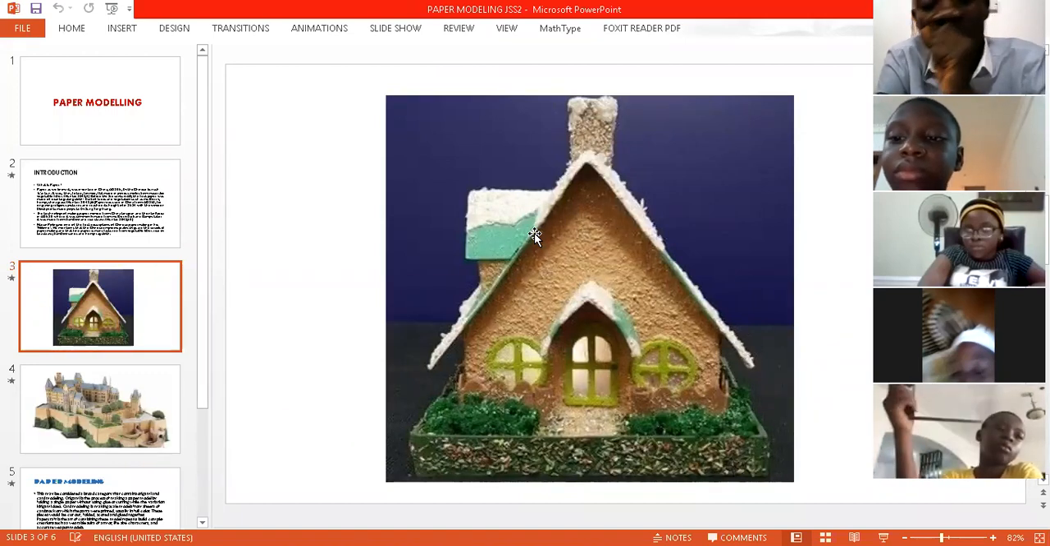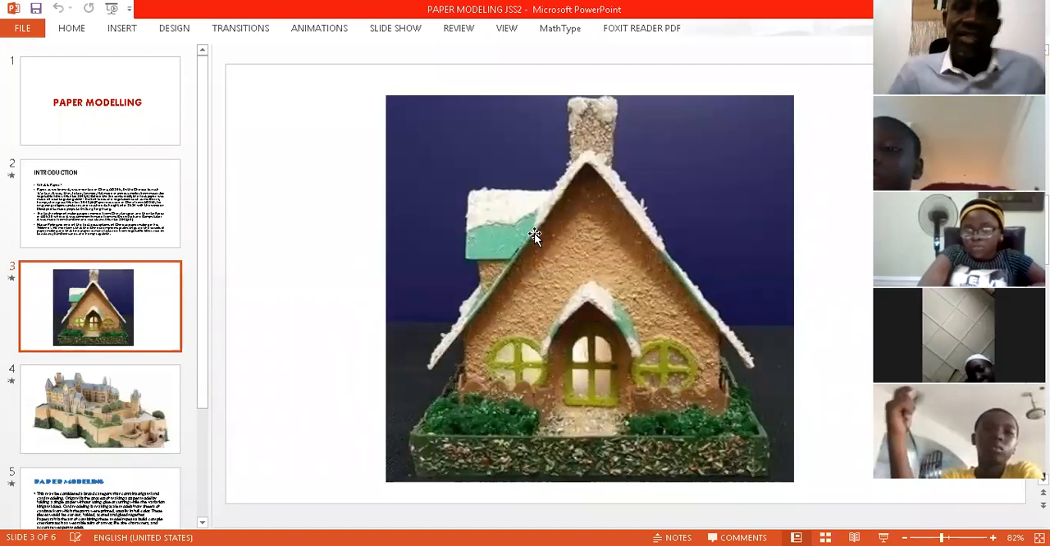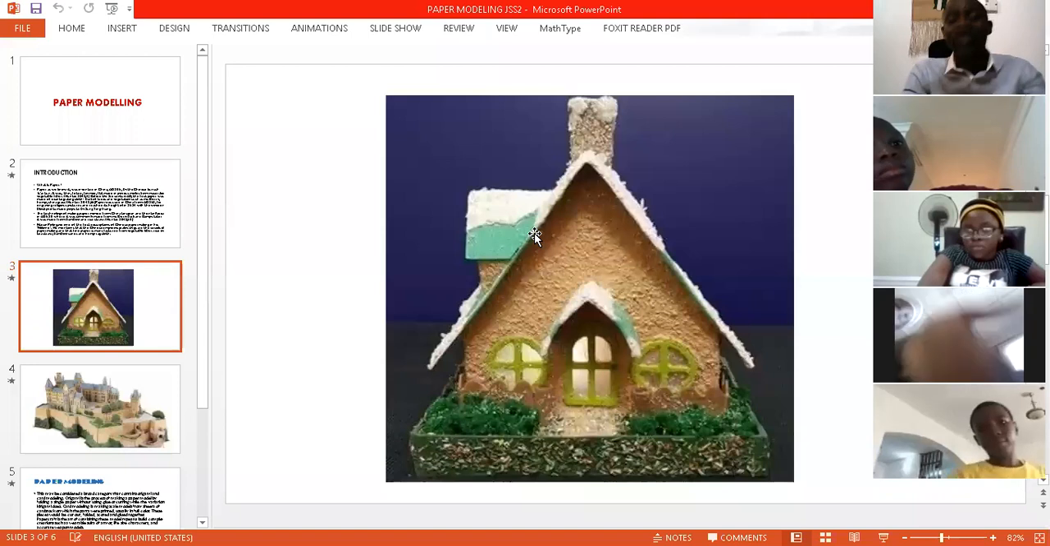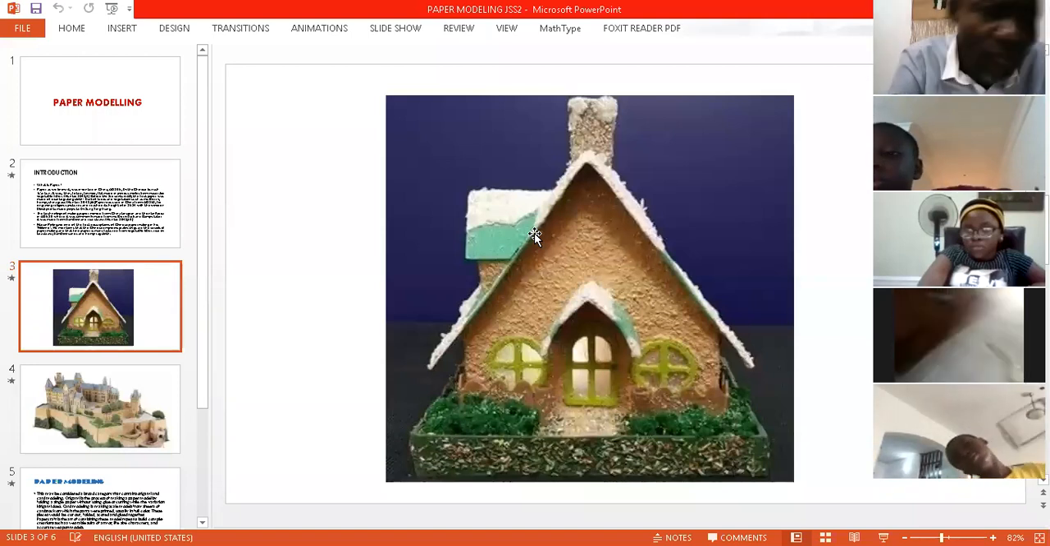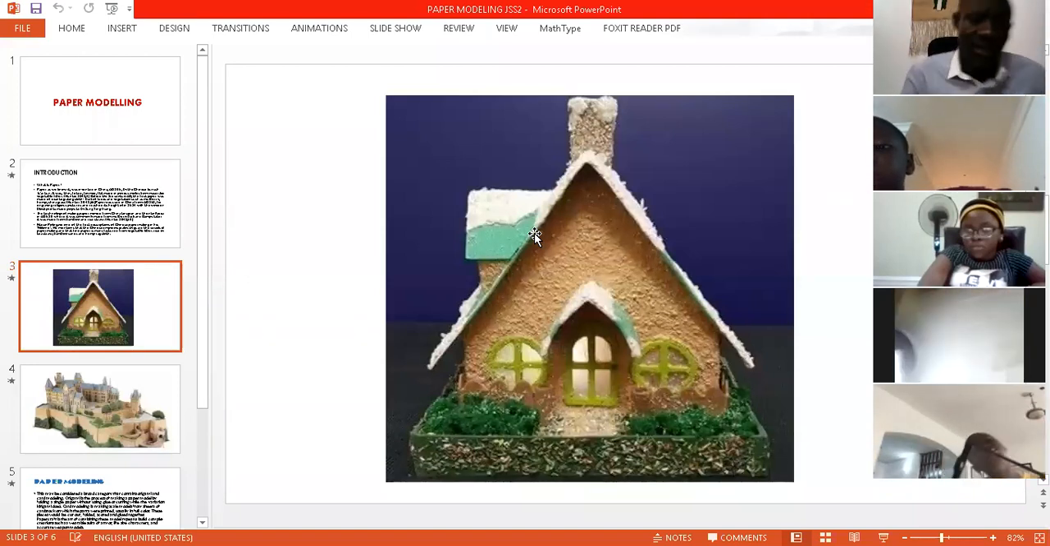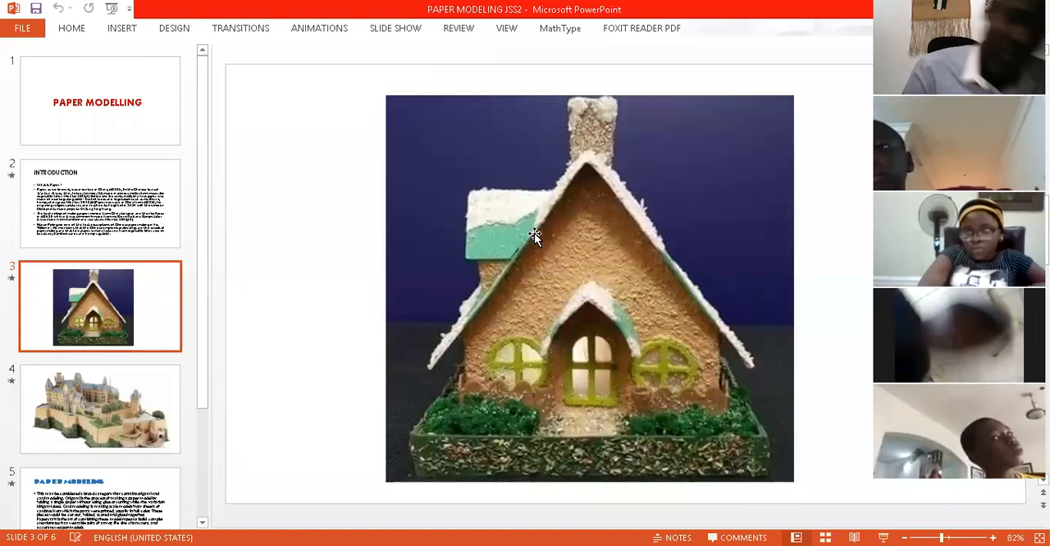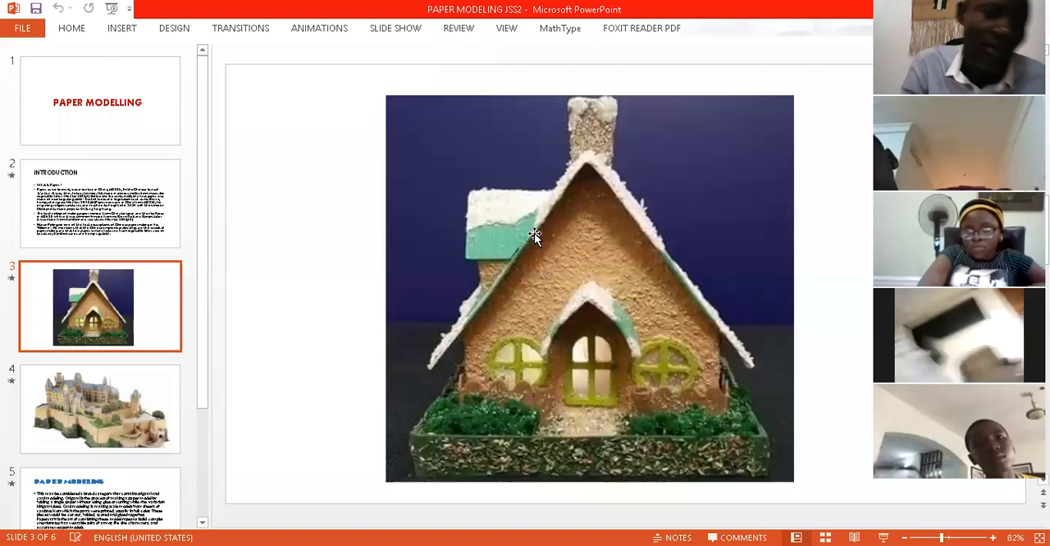Who's talking about gingerbread house? Yes, somebody said it looks like a gingerbread house. Okay, anyway. Now, when you look at the body, the rough looks. Well, it's paper work, though. It's paper work. Now, let me show you the next one.